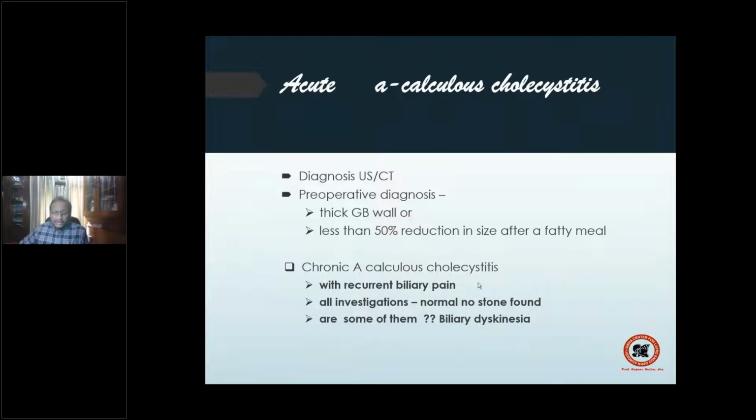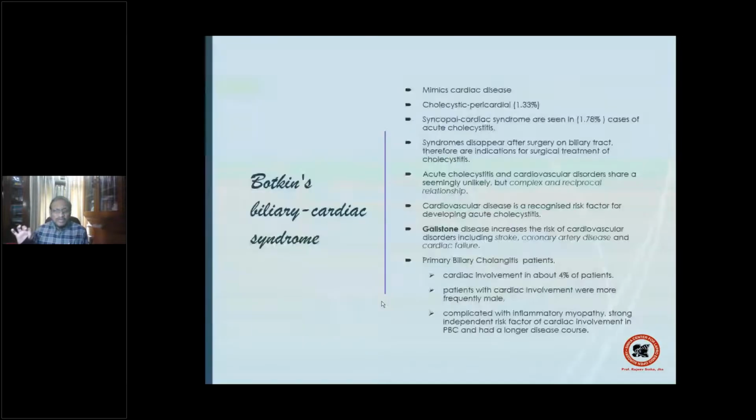So in chronic acalculous cholecystitis, this comes into play. A less than 50% reduction in size should be there, and these are patients who present with recurrent biliary pain. All investigations are normal, no stone is found, and in some of these patients it could be biliary dyskinesia, and that's why diagnosing chronic acalculous cholecystitis is a very, very difficult proposition. Don't go ahead and diagnose the chronic form very easily, because you would be creating a problem for yourself.